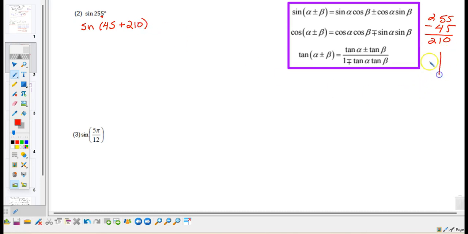210 is a great angle to use because that's in quadrant 3. How much past 180 is that? So this 210 will give me a quadrant 3 reference angle of 30 degrees. So that's from our special triangles, and we'll be able to use it. So with the sine, I've got adding. So I'm going to use adding on this side. So let's match it up. This is the alpha, this is the beta.